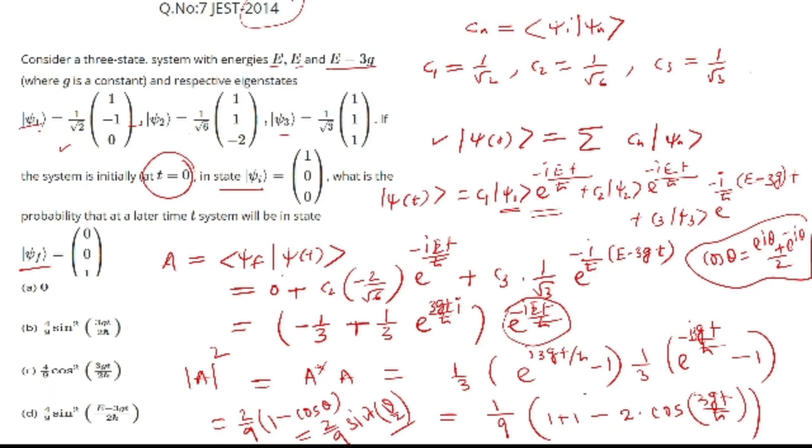2 by 9, why 2 by 9? Sorry, here there will be another 2 for this formula. So it will be 4 by 9. So 4 by 9 times sin square theta by 2, that is 3gt by 2 h cross. So option B will be the correct one.